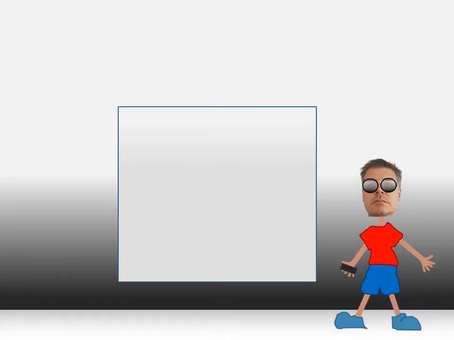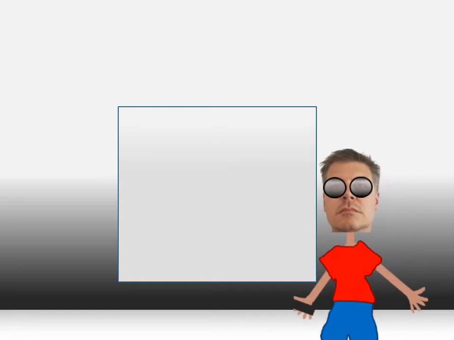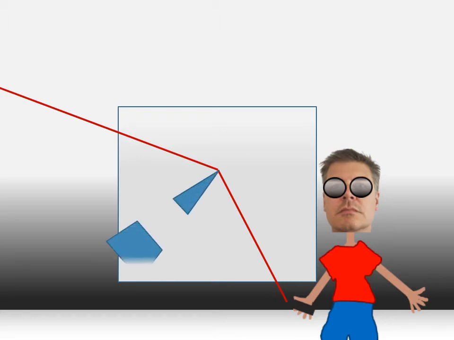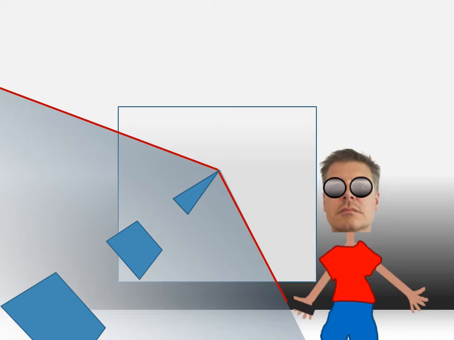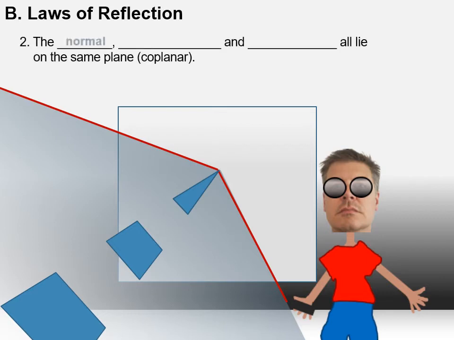So I moved to a different spot in the room and I shot the laser to a different spot on the mirror and ba-doo! I drew an imaginary normal and whoa, they were all again in the same plane. And that brings about the second law of reflection. The normal, incident ray, and reflected ray all lie on the same plane. They are coplanar.